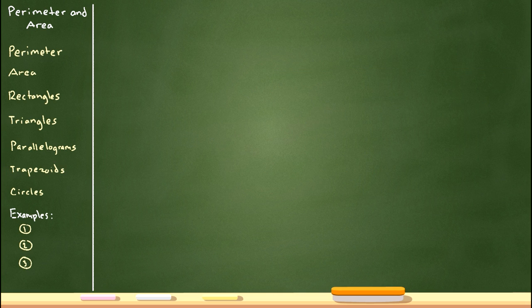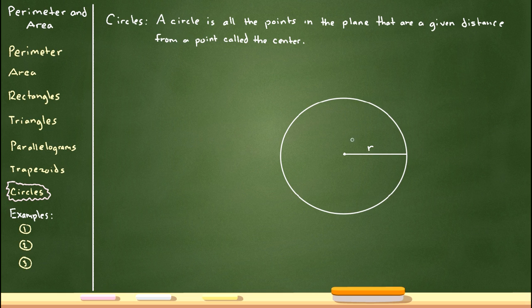Moving on to the last shape here, we have a circle. So a circle is all the points in the plane that are a given distance from a point called the center. So here I have the center point. The distance from the center to the outer edge of the circle is called the radius. If you drew a line from one edge of the circle through the center to the other edge of the circle, that's going to be called the diameter. The radius is exactly 1/2 of the diameter.